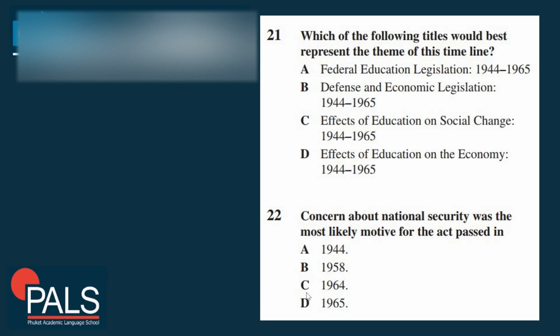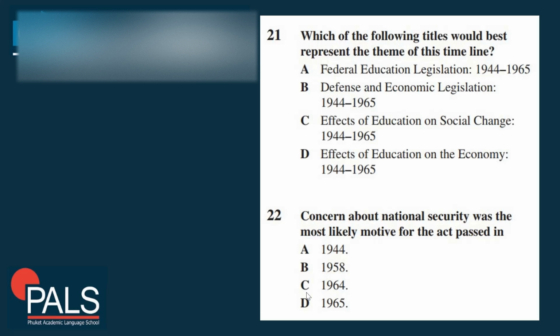21. Which of the following titles would best represent the theme of this timeline? A. Federal Education Legislation, 1944 to 1965. B. Defense and Economic Legislation, 1944 to 1965. C. Effects of Education on Social Change, 1944 to 1965. D. Effects of Education on the Economy, 1944 to 1965.